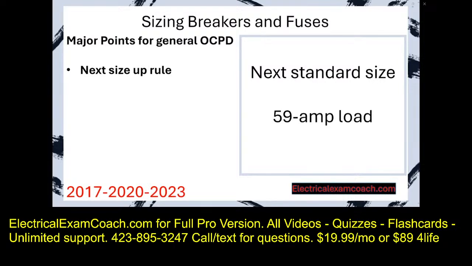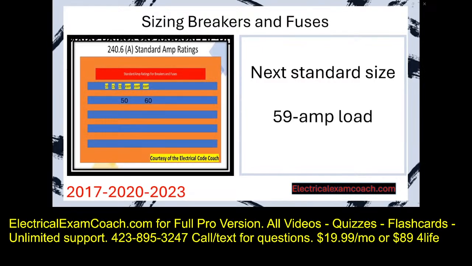They don't, do they? What we would do is we would go to our table, 240.6(A), and look at the next standard size. So we go 15, 20, 30, and then we see 50, and in between 50, there's no 55, and it jumps to 60. If we have a 59 amp load, we're going to choose a 60 amp overcurrent protective device.